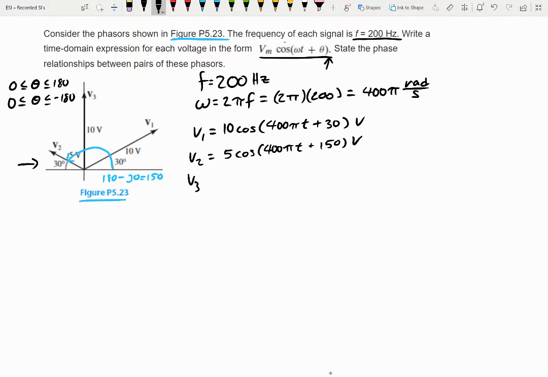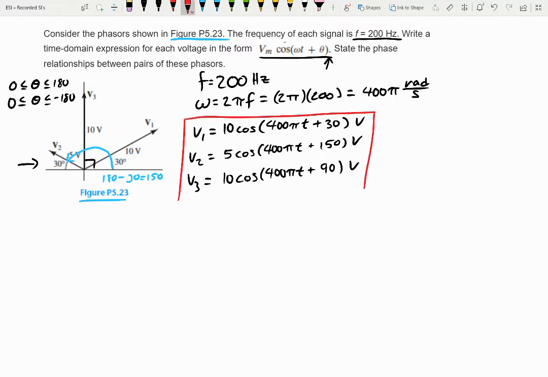Then V3 is just going to be equal to 10 volts for the magnitude. Cosine 400 pi t, plus it's at a right angle here, so that's 90 degrees, and that's also volts. So that is the first part. The next part is to write the relationship between those all.